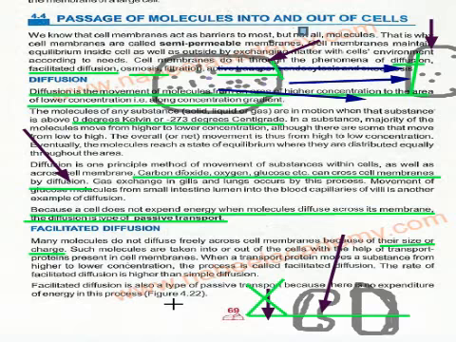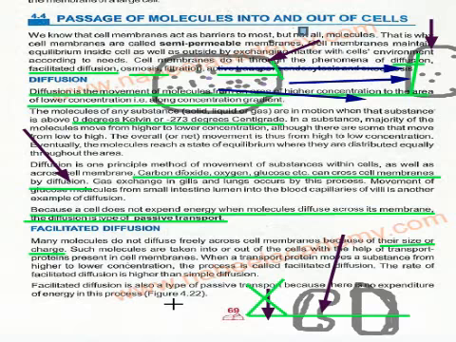The rate of facilitated diffusion is higher than simple diffusion. Why? Because, as we know, the cell membrane is semi-permeable. It is not going to allow each and every molecule to pass into the cell, and it is not going to allow each and every molecule to pass out of the cell. Some molecules are allowed and some are not. So simple diffusion is seen less in the cell, but facilitated diffusion is more.